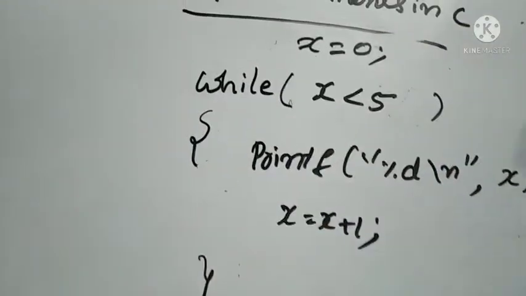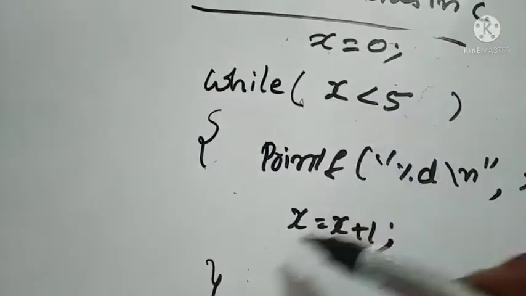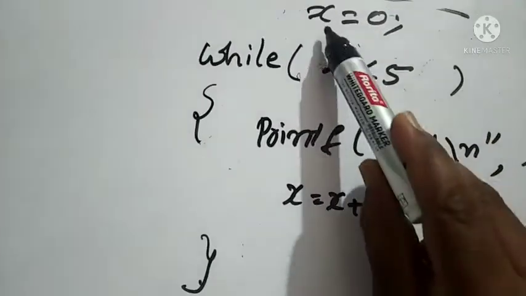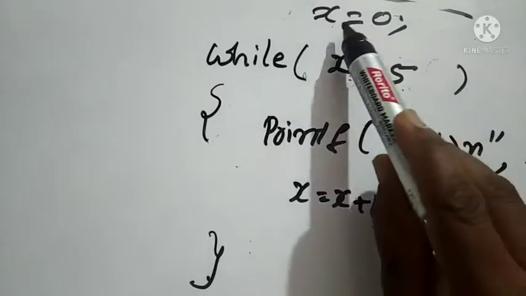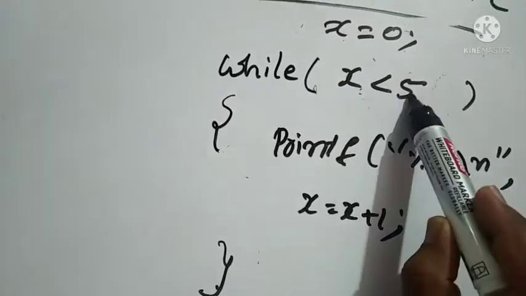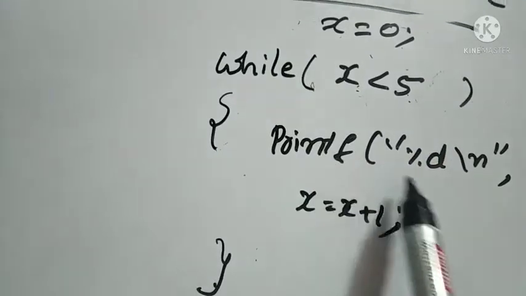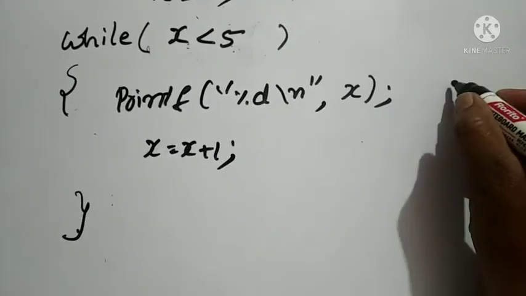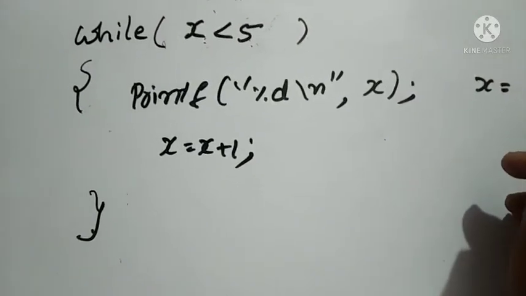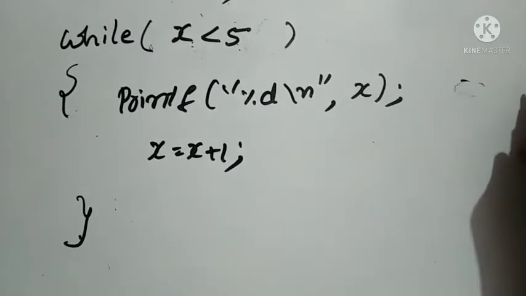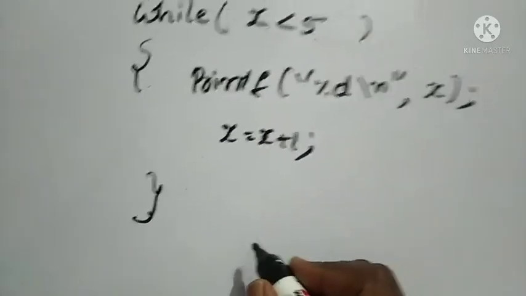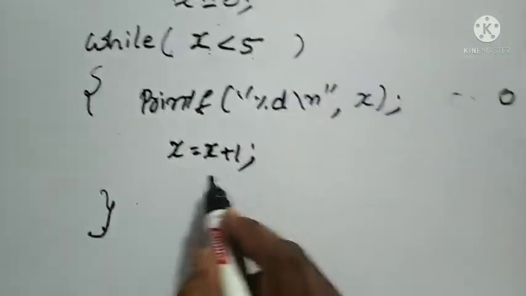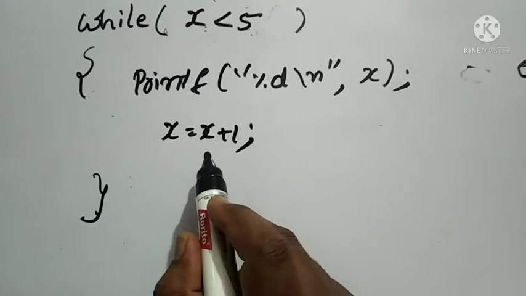During the first pass, before executing the loop body, it will check the condition: is the value of x less than 5? Yes, because the value of x is 0. Then it will execute this instruction, and the value displayed is 0. After displaying 0, the value of x is incremented by 1. Now the value of x is 1.